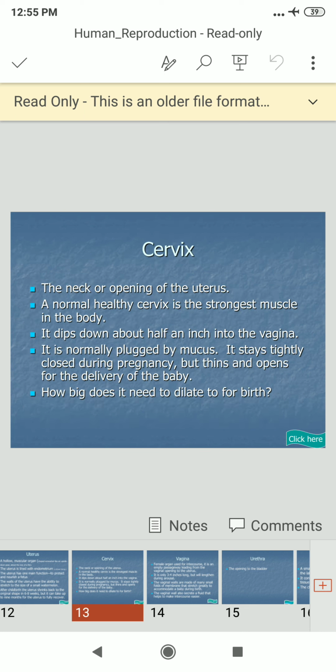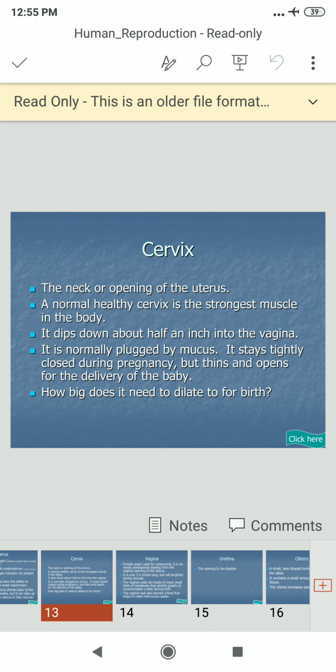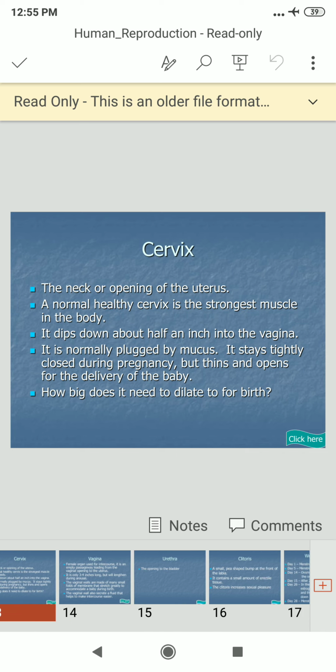See, the cervix is the neck or opening of the uterus. A normal healthy cervix is the strongest muscle in the body, and it dips down about half an inch into the vagina. It is normally plugged by mucus, and it stays tightly closed during pregnancy but thins and opens for the delivery of the baby. How big does it need to dilate for the birth?